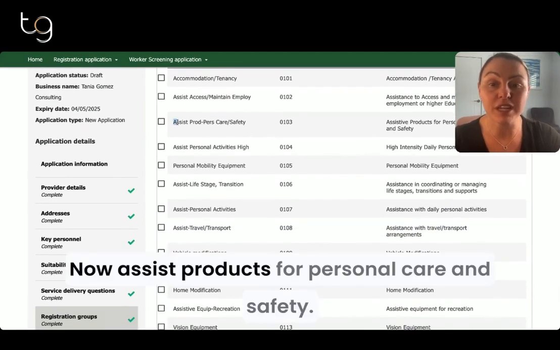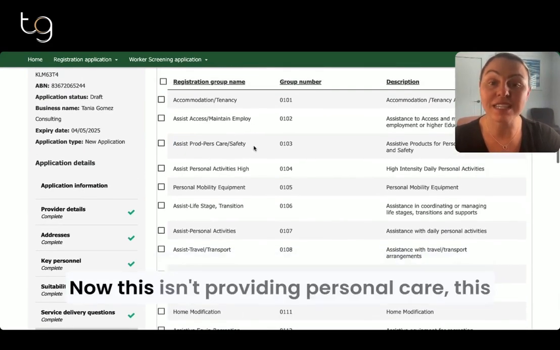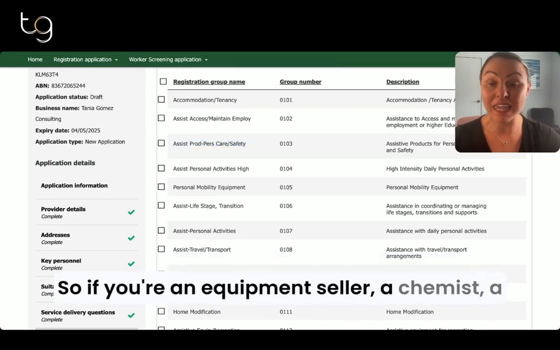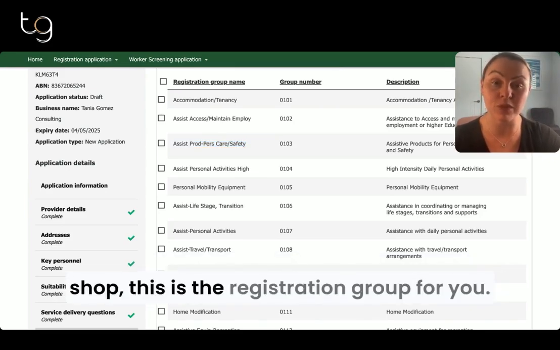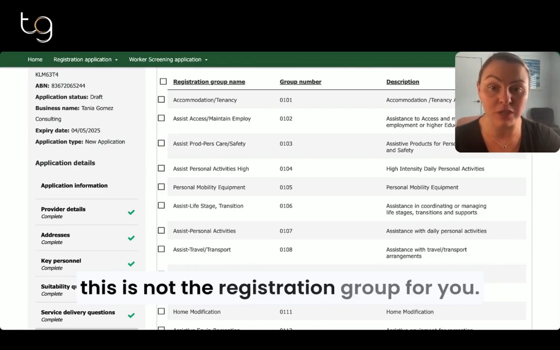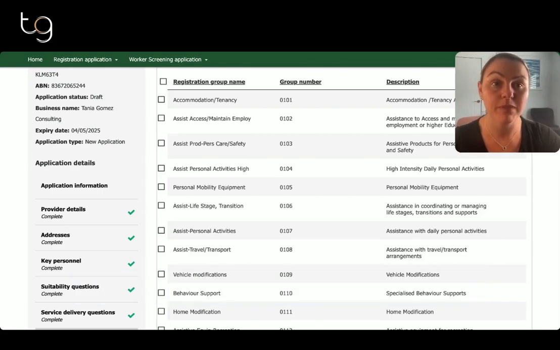Now, assist products for personal care and safety. Now, this isn't providing personal care. This is providing equipment around personal care. So if you're an equipment seller, a chemist, a shop, this is the registration group for you. If you want to provide personal care, this is not the registration group for you.